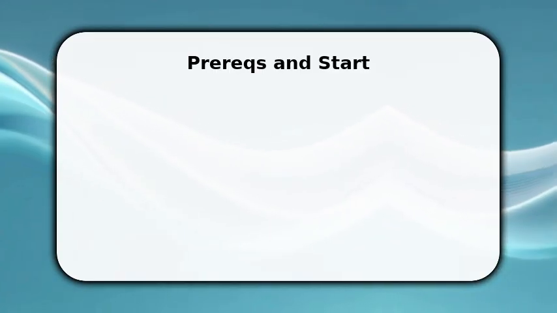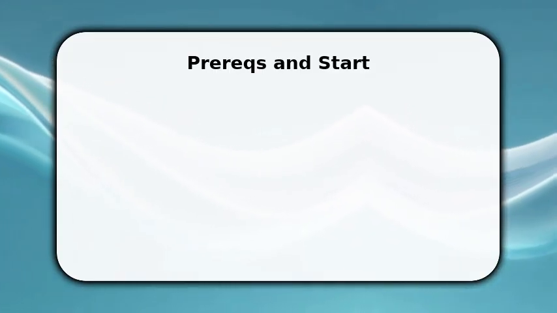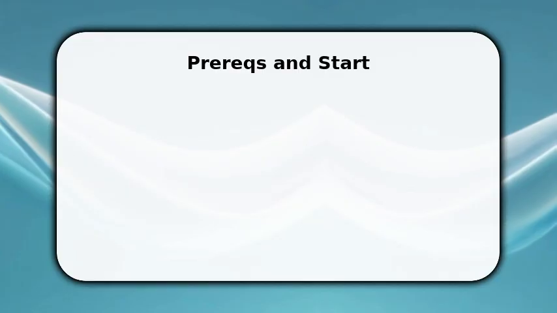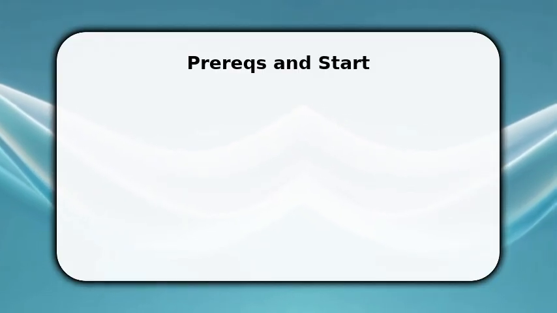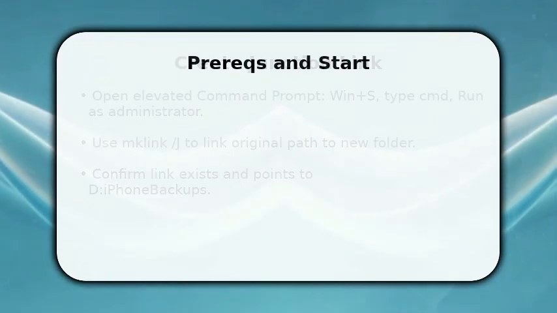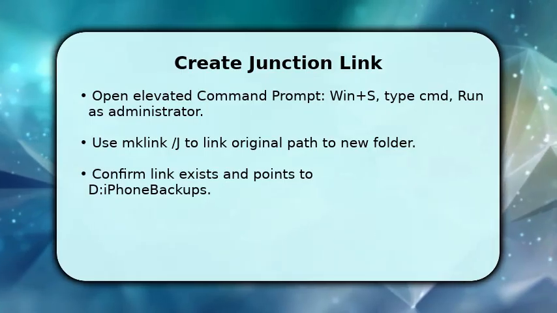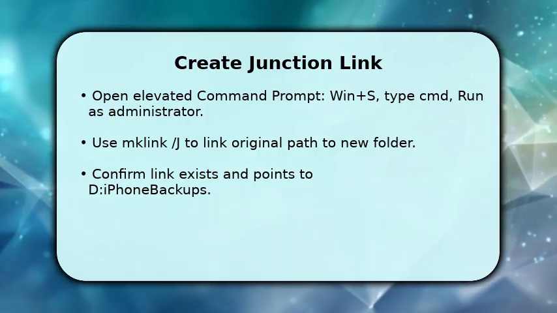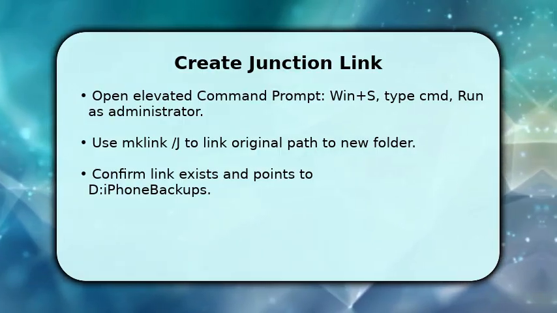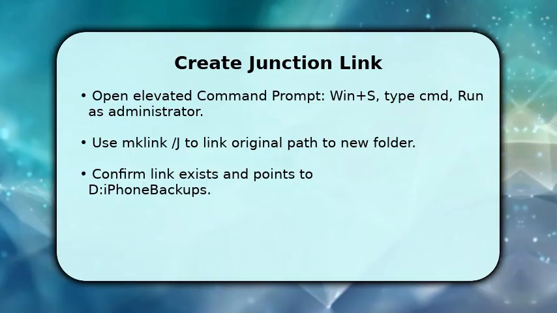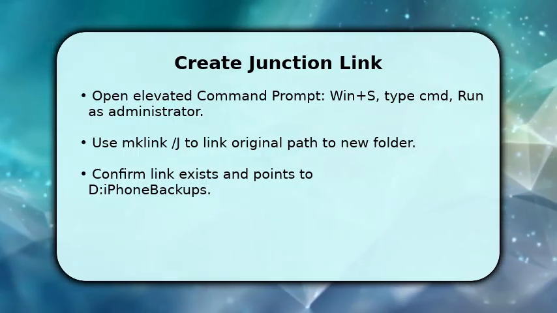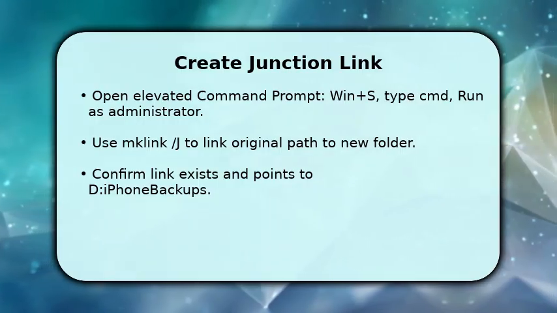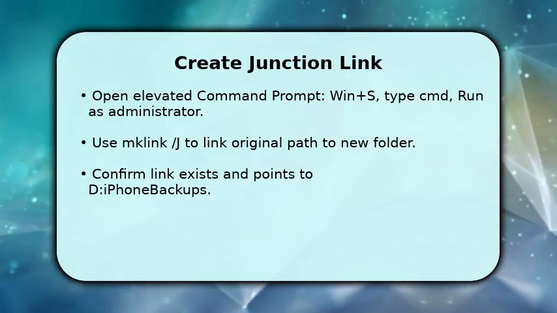Now, move the entire backup folder to D:/iPhone backups, preserving names and timestamps, because iTunes expects the same subfolder structure when you relink it. Next, you'll replace the original folder with a directory junction so iTunes still writes to the expected path. In an elevated command prompt type, mklink /j %appdata%\Apple Computer\MobileSync\Backup D:\iPhone backups. Execute it carefully. If you mistype, you can break backups.